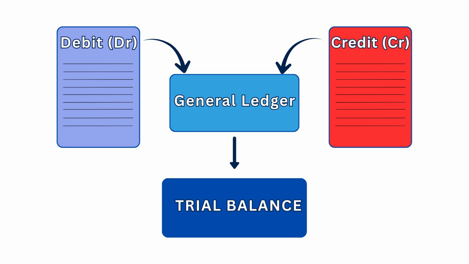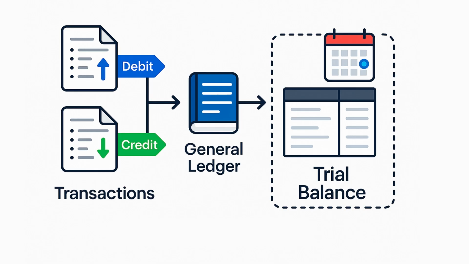Every transaction we record has two sides, one debit and one credit. Over time, dozens or even hundreds of entries are posted into the ledger. But how do you make sure everything has been entered correctly? That's where the trial balance comes in.